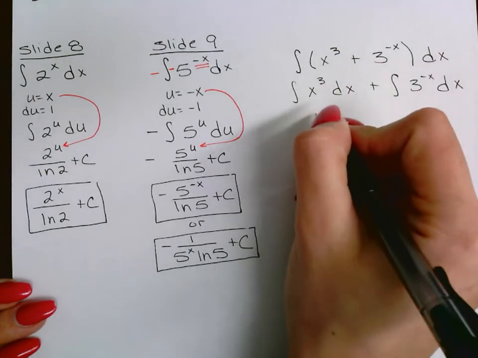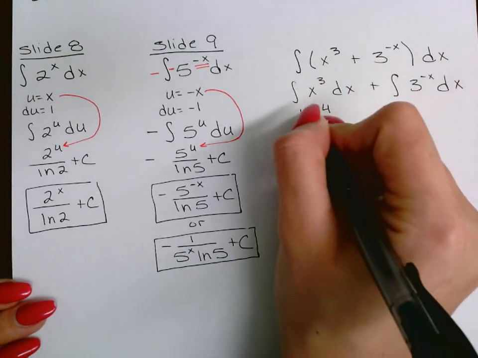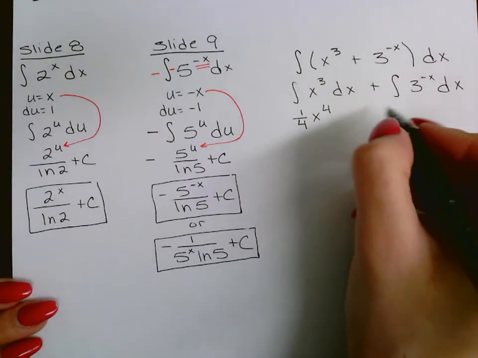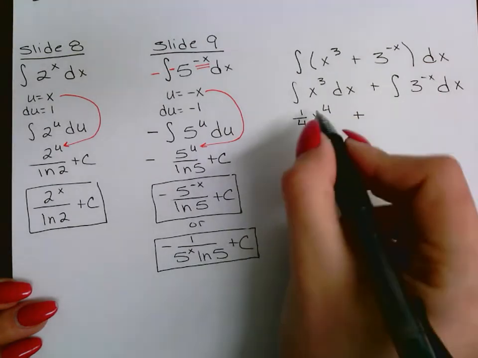So add 1, you get x to the 4th, and divide by your new exponent. I'm not going to put the plus c yet. I'm going to put it at the very end. I'm just going to keep working with this problem, and then I'll bring this guy down.